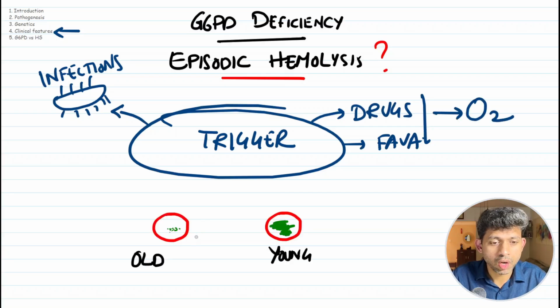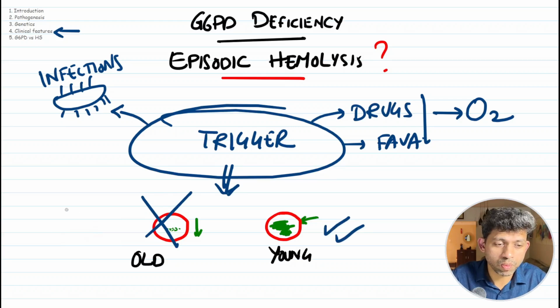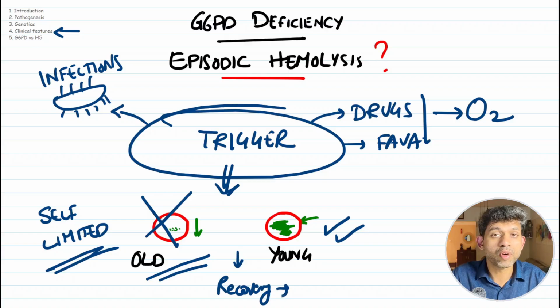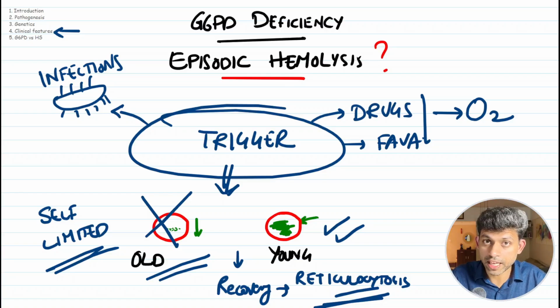In G6PD deficiency, older RBCs have very little functional G6PD, but younger RBCs still have a decent amount of G6PD enzyme. So whenever there is this trigger, all the older RBCs are destroyed, but the younger RBCs survive. So the hemolysis is always self-limited. That means once the older RBCs are all destroyed, hemolysis stops, and then recovery occurs in the form of reticulocytosis because of marrow response to anemia.